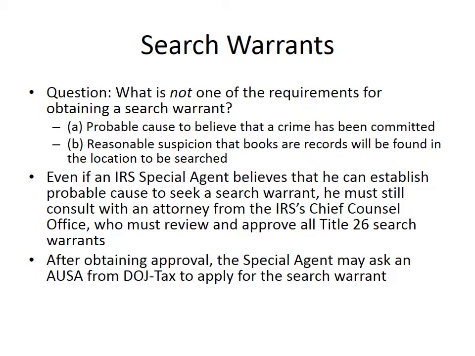After obtaining approval, the special agent may ask an assistant United States attorney from the Department of Justice to apply for the search warrant. So it goes back to the IRS special agent. It's kind of like a circle. It is initiated by the IRS special agent in the form of the special agent seeking the warrant. It has to work its way up to the attorney from IRS's Chief Counsel's Office. That attorney reviews and approves it. And then after obtaining approval, the special agent has the green light to ask an assistant United States attorney from the Department of Justice Tax Division to apply for it.